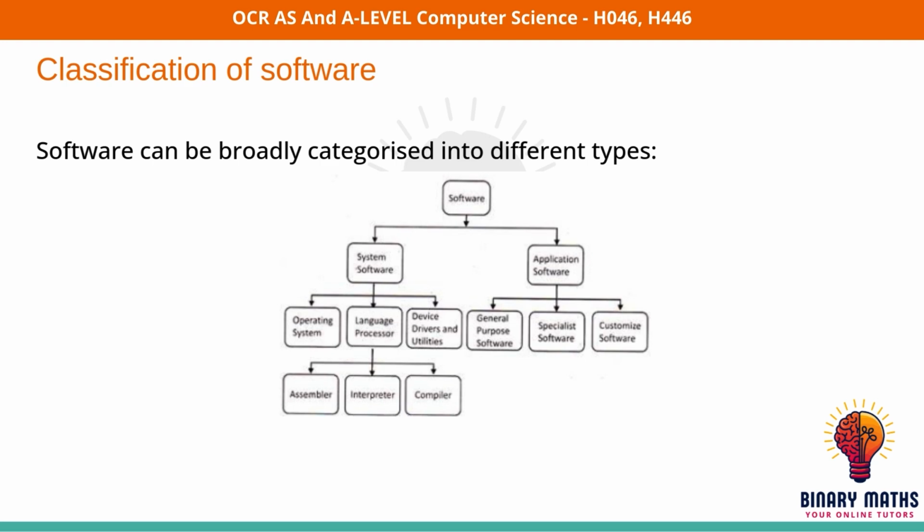Software can be broadly categorized into different types, each serving unique purposes and functions. Understanding these categories is essential as it helps us choose the right tools for our needs. The main categories of software are system software and application software. System software is designed to manage the system resources and provide a platform for application software to run. Application software, on the other hand, is designed to help users perform specific tasks. Let's look a little deeper into these categories to understand their roles and importance.